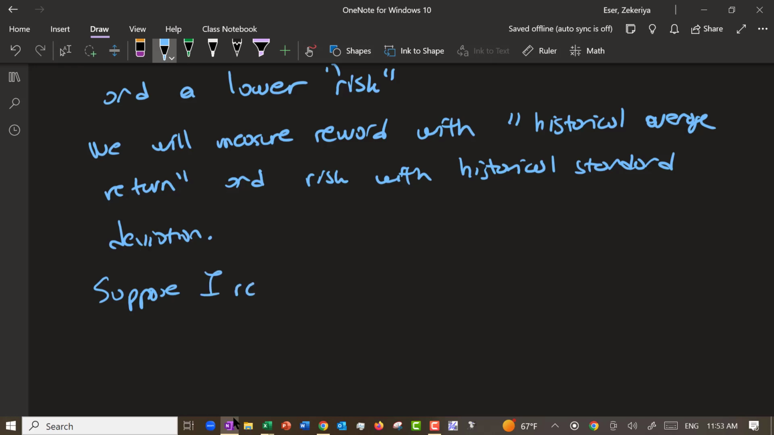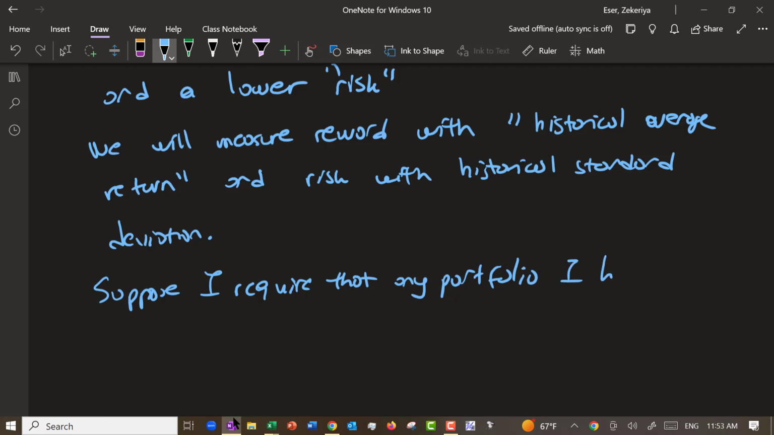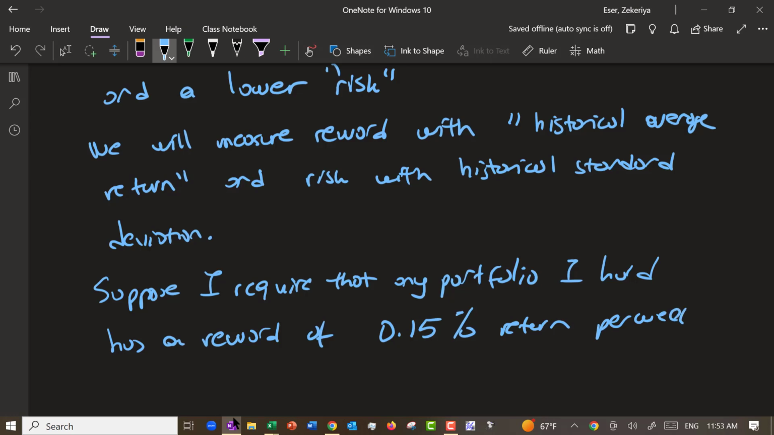Any portfolio I hold has a reward of 0.15 per week. How many portfolios of these three assets do you think I can make that actually has that kind of return?